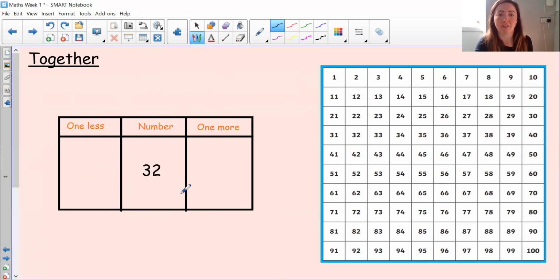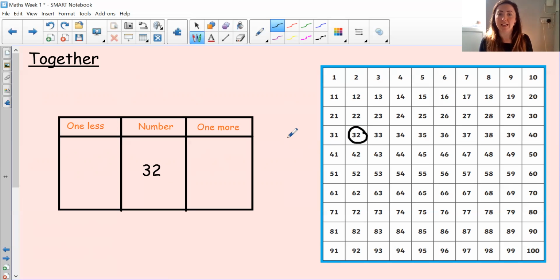Now let's have a go at this one together. Can you read what this number says? It's 3 tens and 2 ones, which is 32. Did you work that one out? Amazing. So now pause the screen to find 32 on the 100 square. Okay, did you find it? Amazing. So here it is, 32.